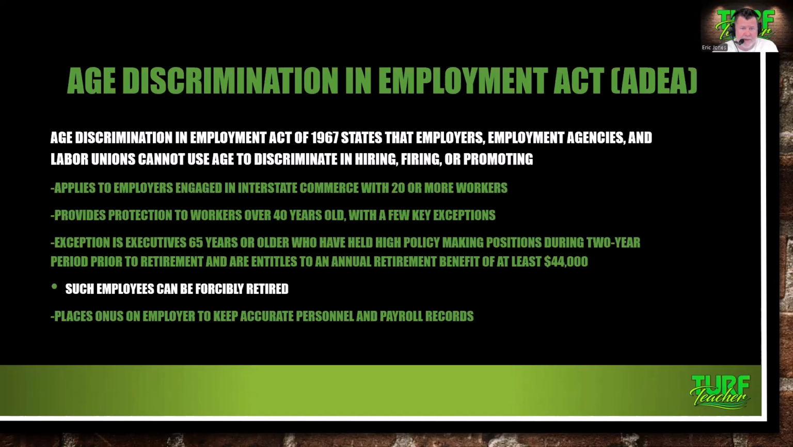The Age Discrimination in Employment Act of 1967 states that employers, employment agencies, and labor unions cannot use age to discriminate in hiring, firing, or promoting. It applies to employers engaged in interstate commerce with 20 or more workers. It provides protection to workers over 40 years old with a few key exceptions. One exception is executives 65 years or older who have held high policy-making positions during the 2-year period prior to retirement and are entitled to an annual retirement benefit of at least $44,000. Such employees can be forcibly retired.